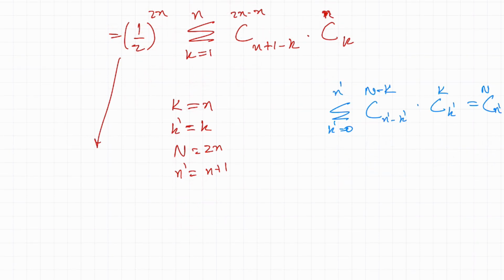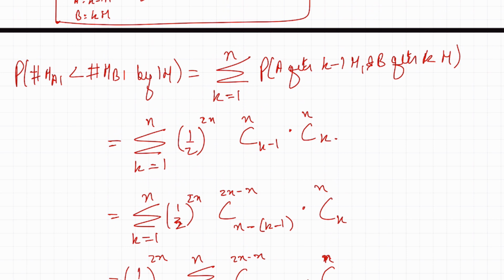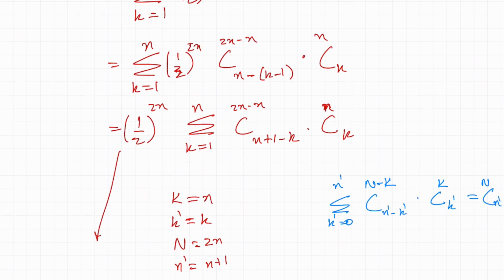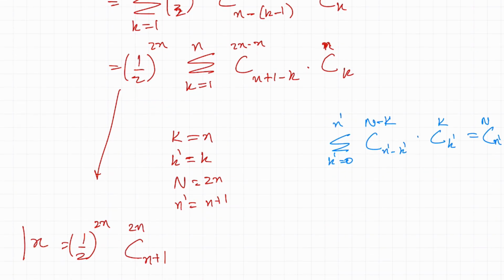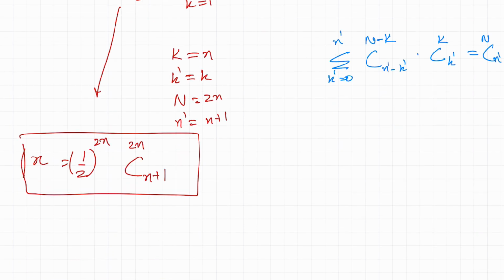Going further, this becomes equal to 1 by 2 to the power 2n, and this becomes equal to nCn dash, and nCn dash is 2n choose n plus 1. So we have computed this thing here as well, which was indicated by x. So x is equal to this. This is a lot of heavy lift, and now let's bring everything together.